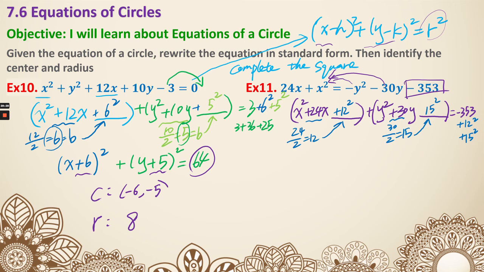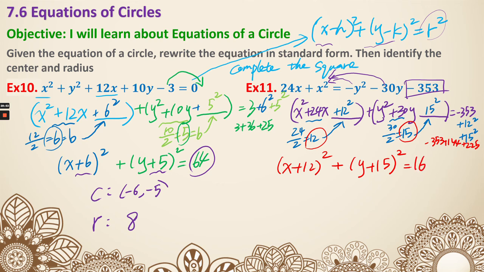Now the left side, I just need this number to put in parentheses. So (x plus 12) squared plus I need this number to put in parentheses, (y plus 15) squared equals to, the right side is going to be negative 353 plus 144 plus 225. That's going to be 369 minus 353, which is 16.